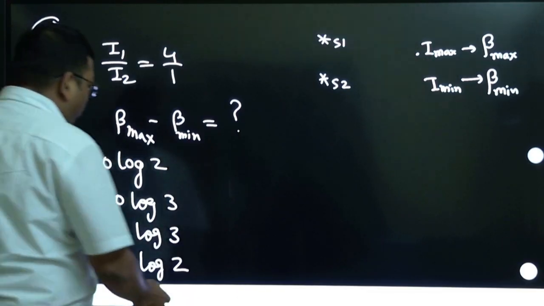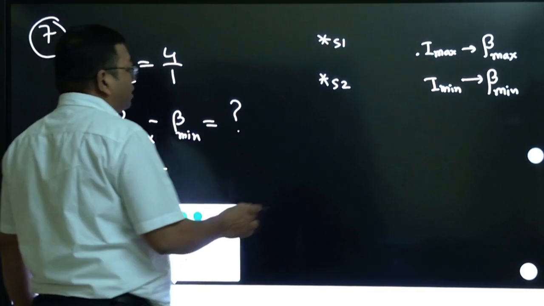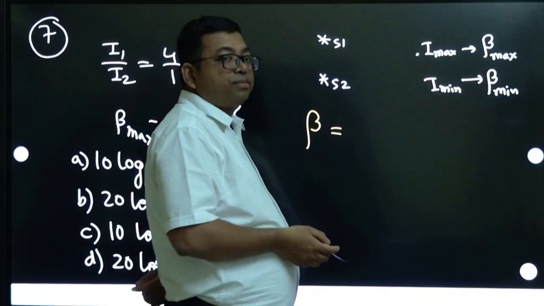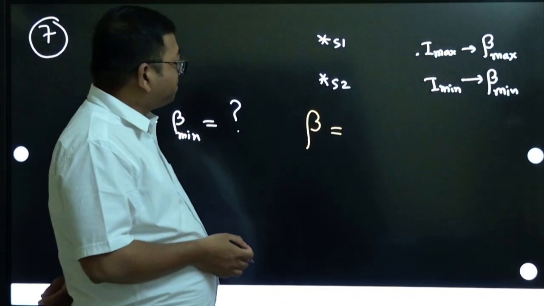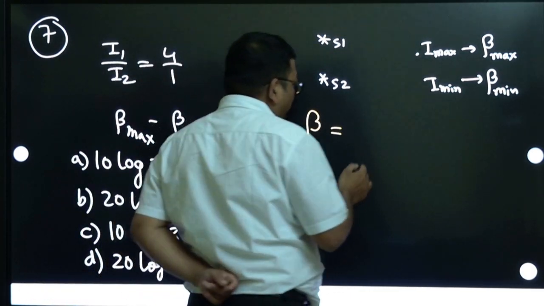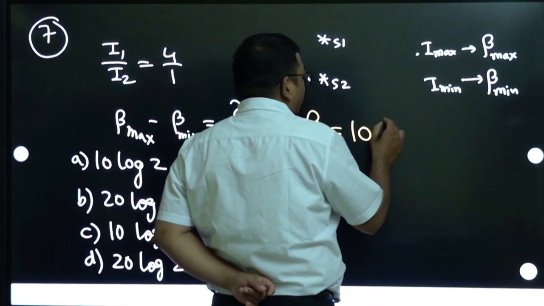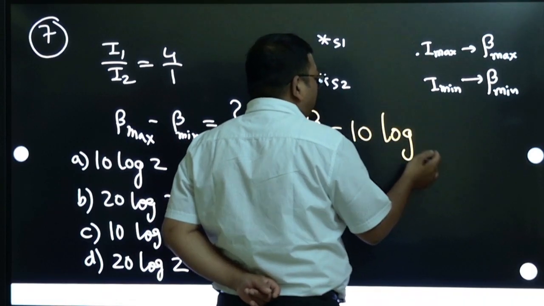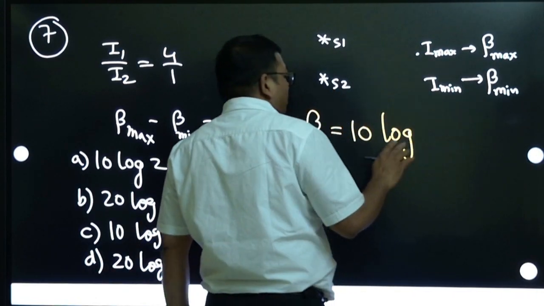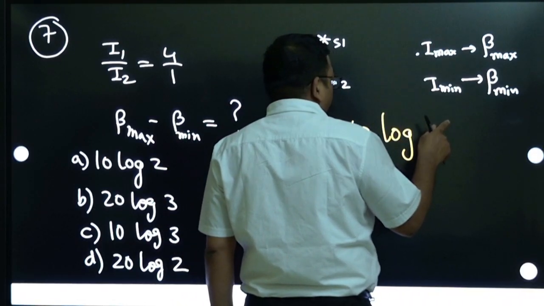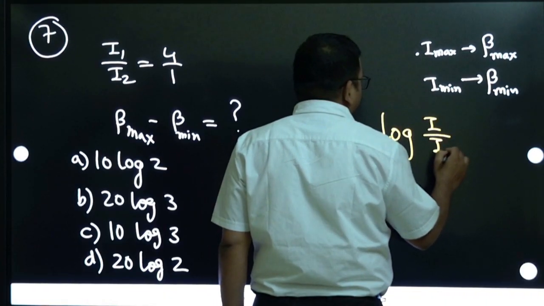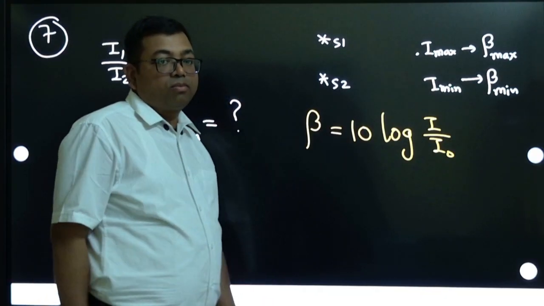So tell me the formula for beta. Loudness formula we discussed today, right? Log base is 10 only, so no need to write it here. So let it be 10 log I by I naught. Correct? This is the form, right?